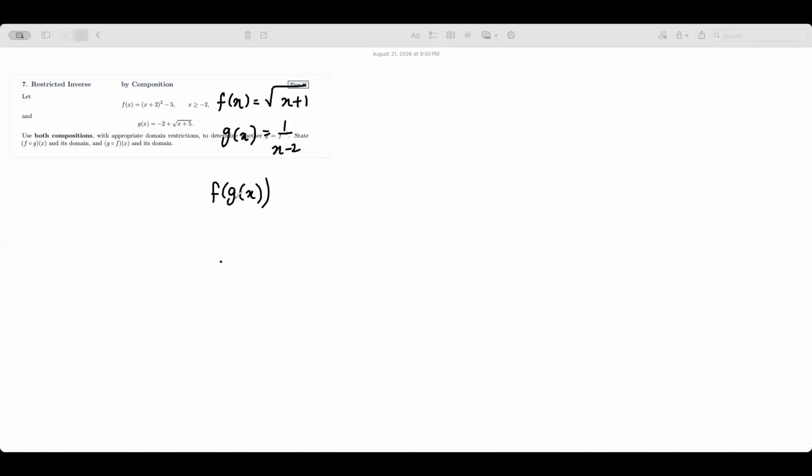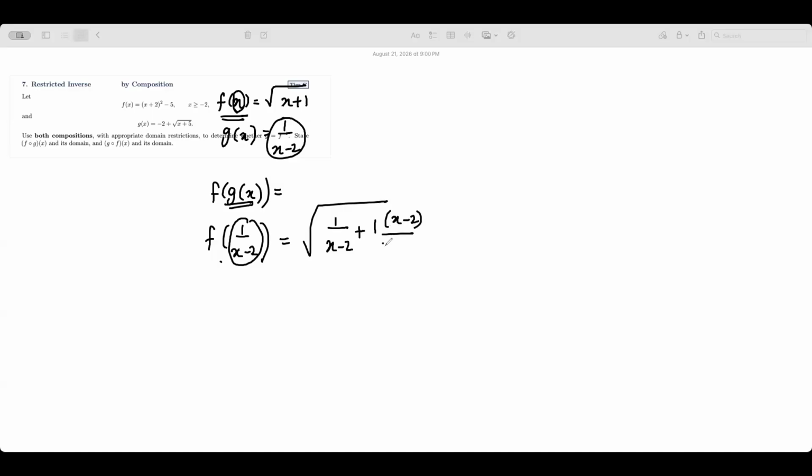Why? See, f of g of x means what? It's a composition, right? g of x is this. You're going to feed that. f of 1 by x minus 2 you're going to find, right? So go to the f of x function. Instead of x, you're going to plug in 1 by x minus 2, correct? 1 by x minus 2 plus 1. Now you're going to bring both the denominators to x minus 2, so multiply by x minus 2, divide by x minus 2 on the second one. So you get x minus 2 as your denominator. Your numerator will be 1 plus x minus 2. So this can be rewritten as x minus 1 by x minus 2.